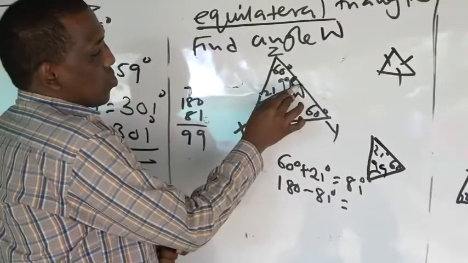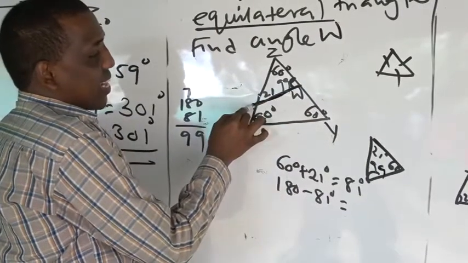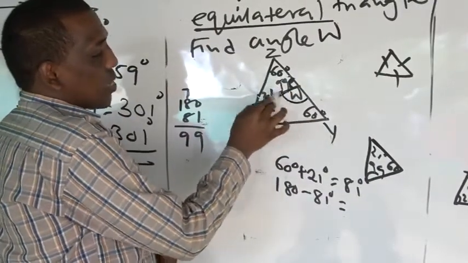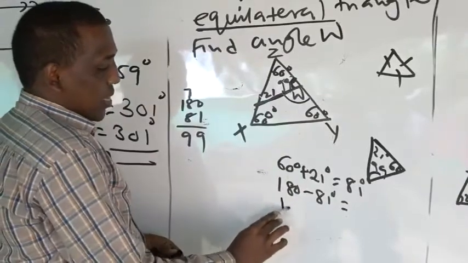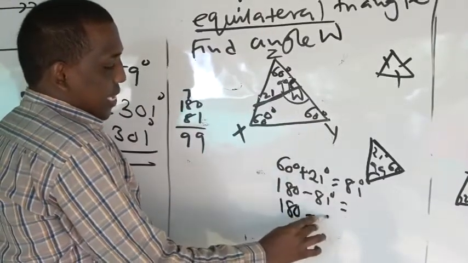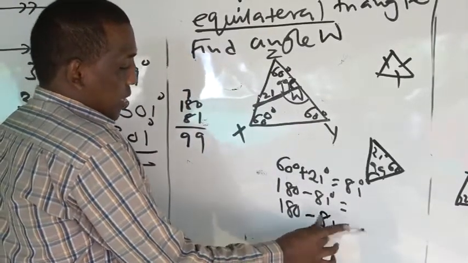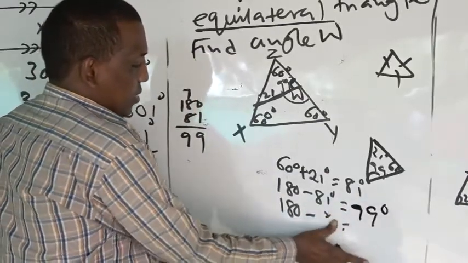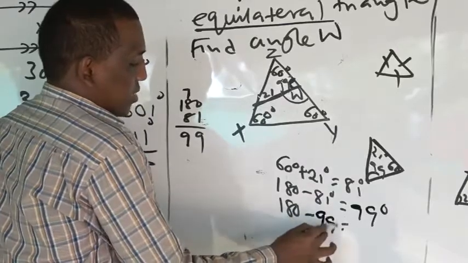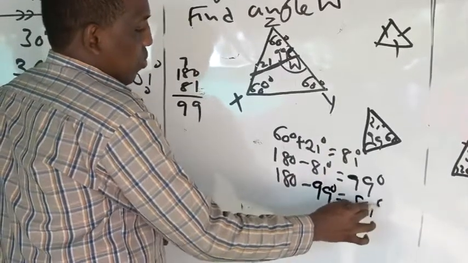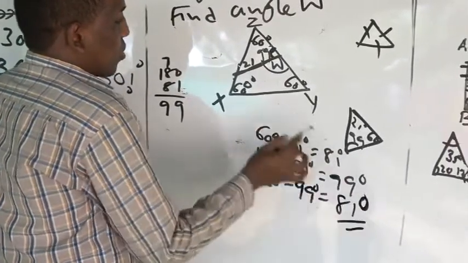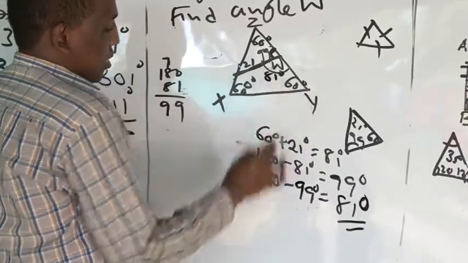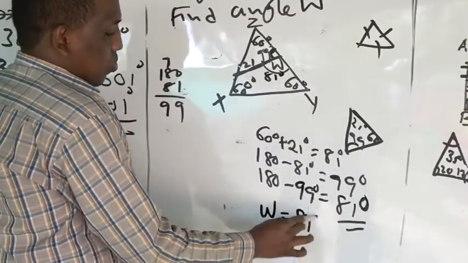So let us get now this one. And this is a straight line here. I said it's always add up to 180 degrees. So you say 180 minus 81, which is minus 99. Here is 99 degrees, 180 minus 99 degrees, you will get 81 degrees. So here is 81 degrees. So W is equal to 81 degrees.